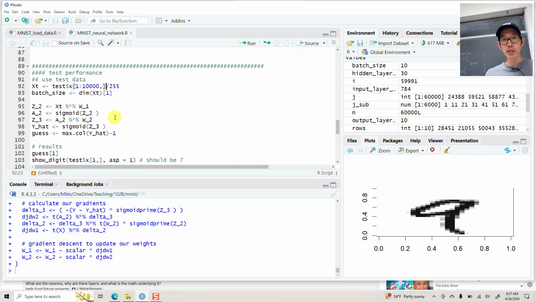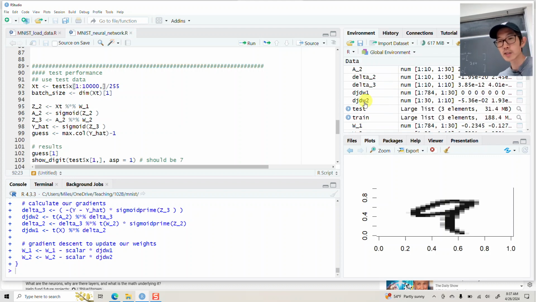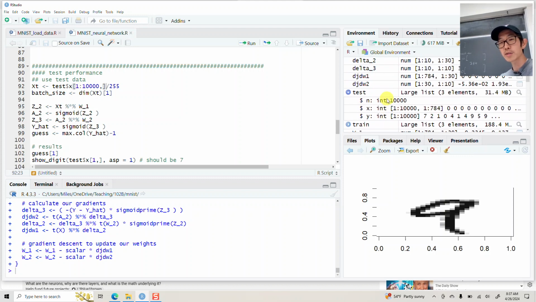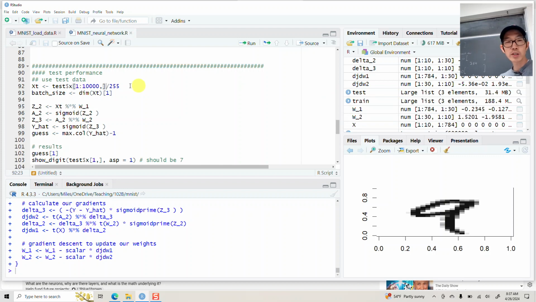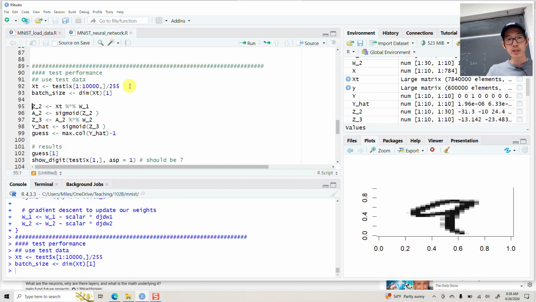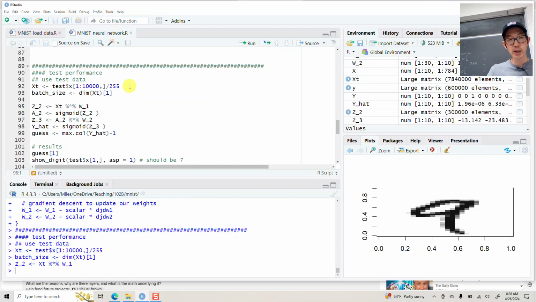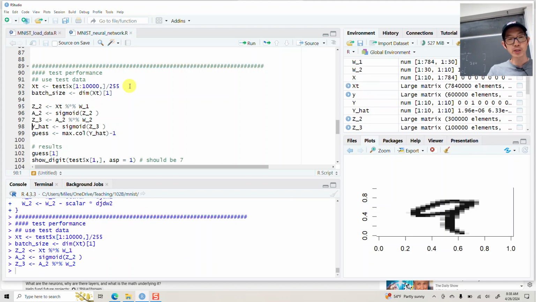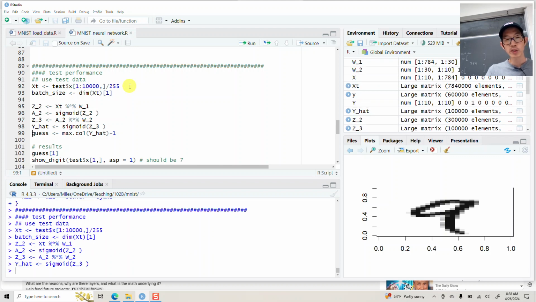Okay, so now we will go to the test data set. The test data set is 10,000 images that we have not seen. 10,000 brand new images that we have not seen, but we'll go ahead and try this out. So we'll take our test data set. I'm going to just have it do forward feed, and we are going to have it guess the value.